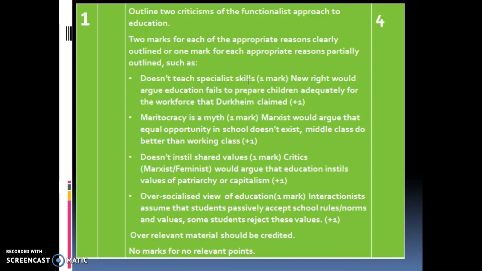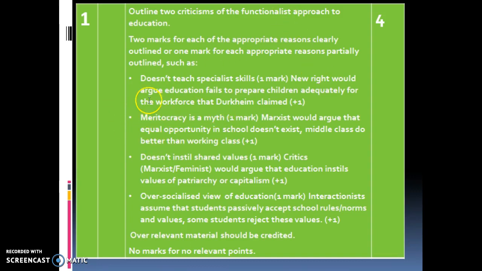If I go through them, just to clarify, a first criticism is that it doesn't teach specialist skills. This is in particular criticising Durkheim's claim that the role of education is to teach specialist skills for a workforce. The New Right in particular, so this is your explanation, would argue that this fails to prepare children adequately for the workforce that Durkheim was claiming. You could use vocational education being low quality, and that high quality apprenticeships are also rare, and the majority of students are on courses that do not lead to higher education or a good job. So it's not teaching the specialist skills which Durkheim claimed.